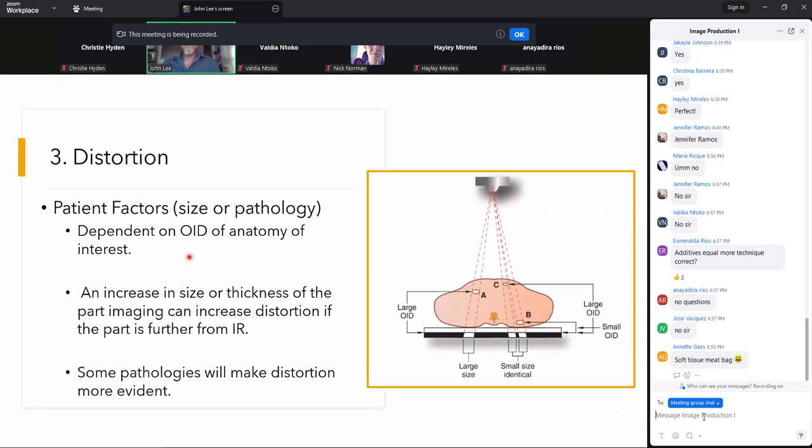Patient factors, of course, are going to be size and pathology. An increase in the size or thickness of the part can cause an increase in magnification because of the OID, because it's further away from the image receptor, just like we saw on the OID explanation. Some pathologies will make distortion more evident.